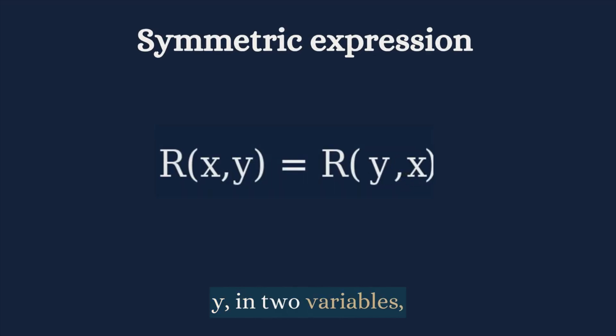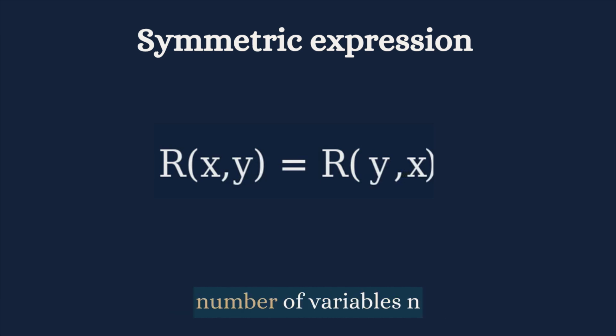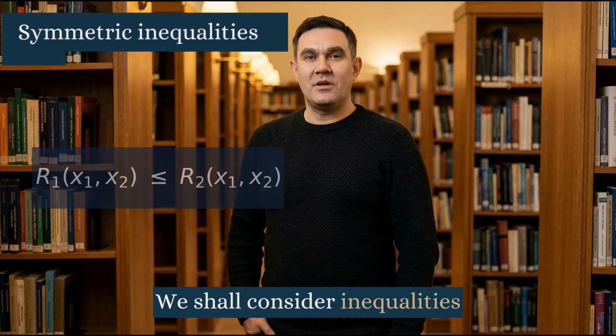Recall that an expression r of x and y in two variables, x and y, is called symmetric if its form does not change when x and y are interchanged. Similarly, symmetric expressions in many variables, where the number of variables n is greater than or equal to 3, are defined. We shall consider inequalities where the expressions r1 and r2 are symmetric.